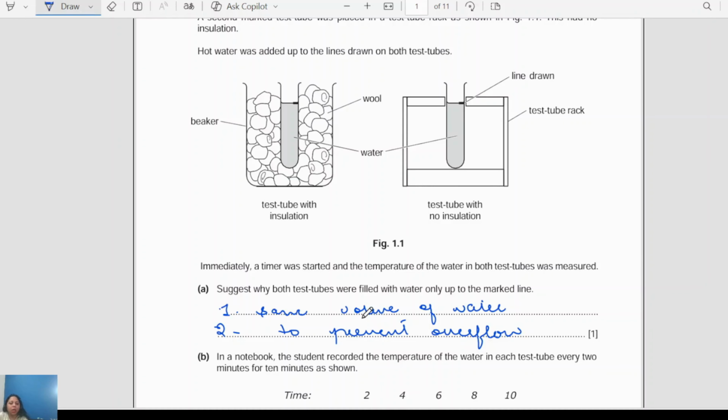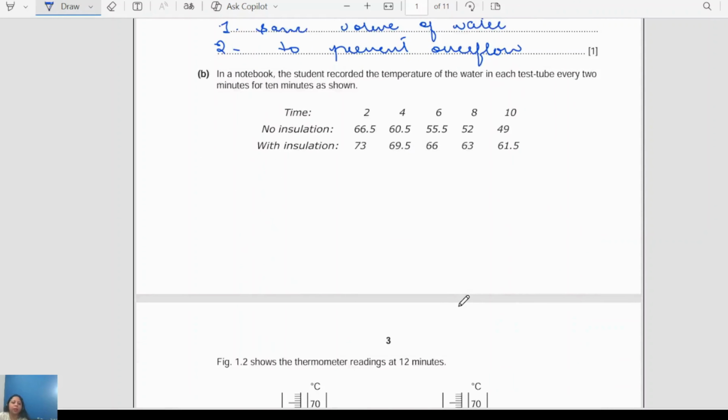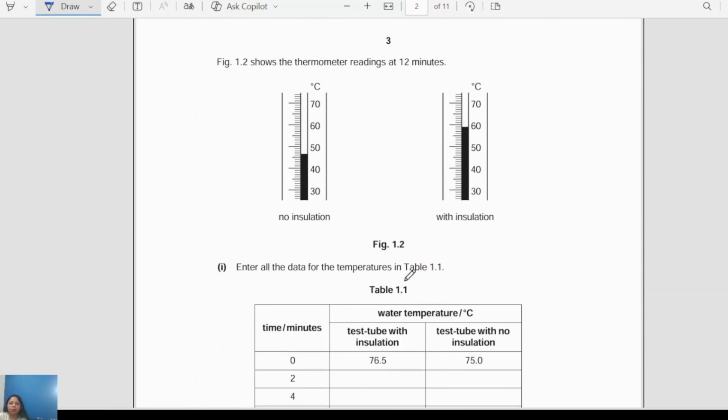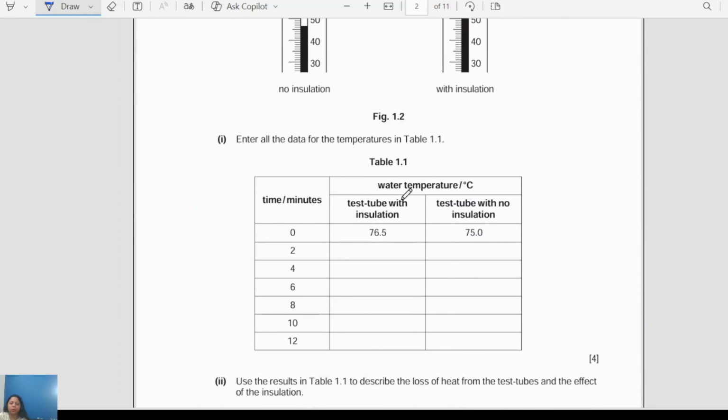In a notebook, the student recorded the temperature of the water in each test tube every 2 minutes. And these are the values given. Now you have to make a table. Table is already given. Give the values for this. Where? Without insulation or with insulation? So we'll write here 73.0. Don't forget to put the decimal place, please. That is very important.